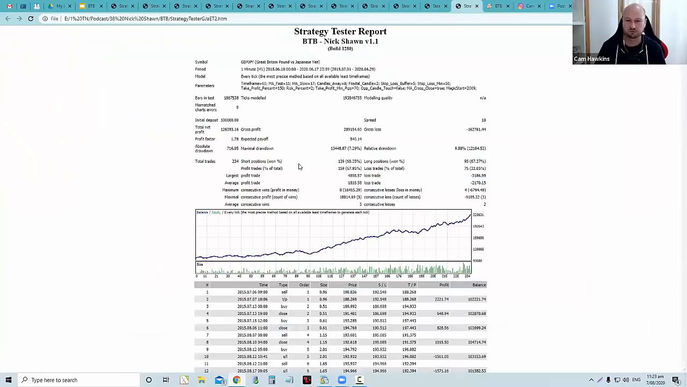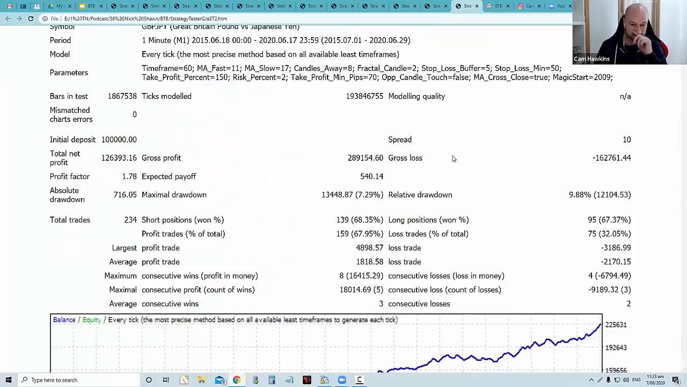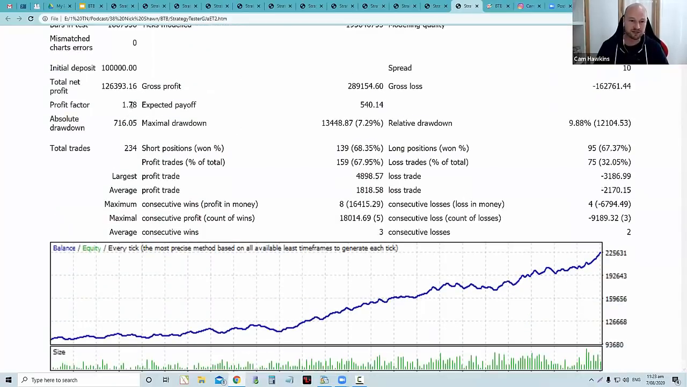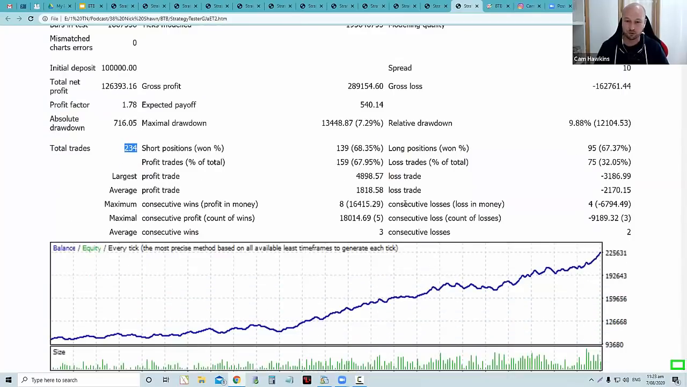So this is a test where I've exported it and created a report. I don't know if I can zoom in here, but some of these things are pretty spectacular. And this is probably the best one, but it's a 1.78 profit factor, which is pretty good for a robot, right? It's pretty good to try and get it above 2, with 234 trades. And this is a 5-year test on every tick. So we've used every tick to test it, so the quality of the data is very, very good.